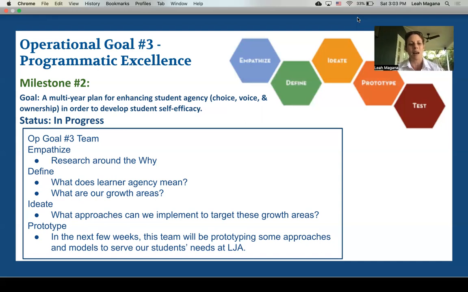We're looking forward to this being a really exciting next step for us at LJA as we work to better align ourselves and innovate.